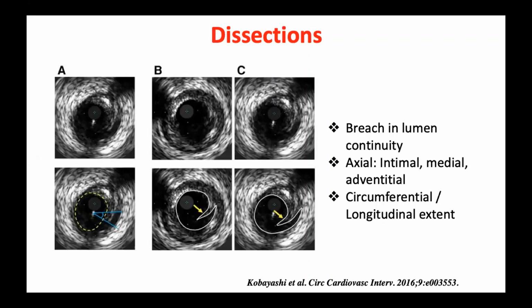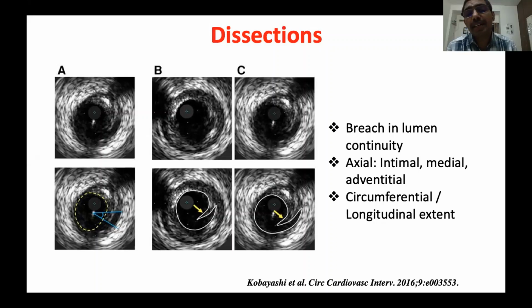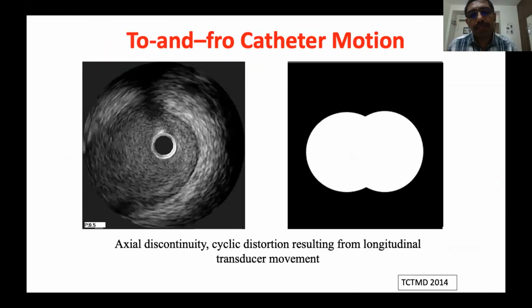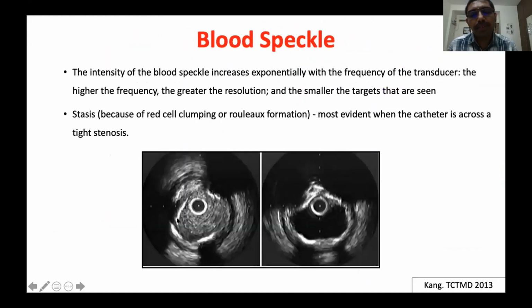Okay. How to correctly identify the lumen vessel wall interface when there are significant blood speckles? You have to inject contrast or saline to remove the blood speckles. I showed an example here. This is your typical blood speckle artifact. This is what happens when you have a tight stenosis or stasis, so you cannot identify the lumen intima interface here. This is after injection of contrast. You can clearly identify the lumen intima interface.